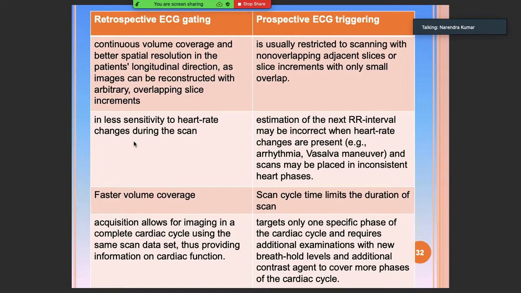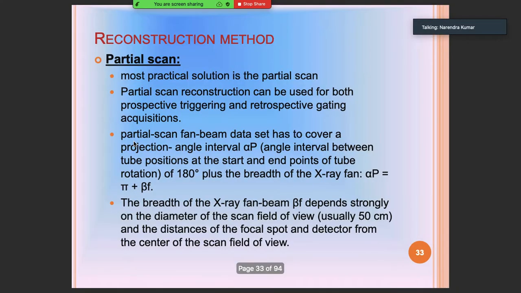Similarly, for retrospective ECG gating, faster volume coverage can be done. For example, for prospective ECG triggering, the scan cycle time tends to limit the duration of the scan. Similarly, retrospective ECG gating acquisition allows for imaging in a complete cardiac cycle using the same scan dataset. Thus, it tends to provide us the information of the cardiac functions.